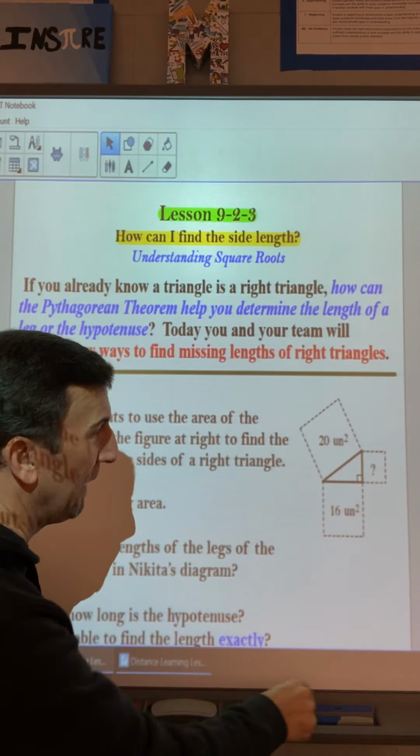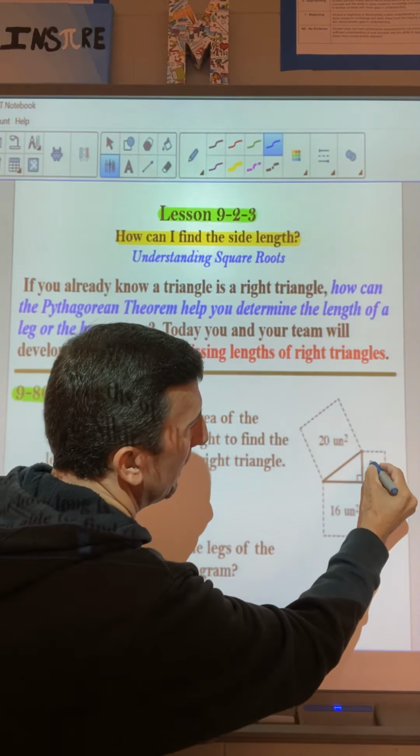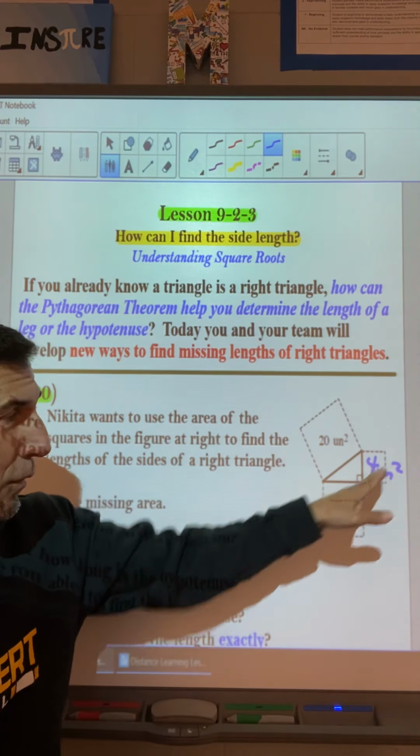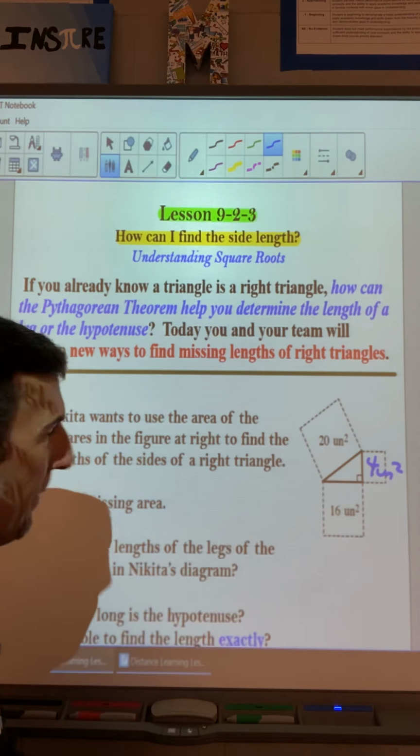Good, thank you very much, Bella. So this has to be 4 units squared, because these 2 have to add up to be that one.